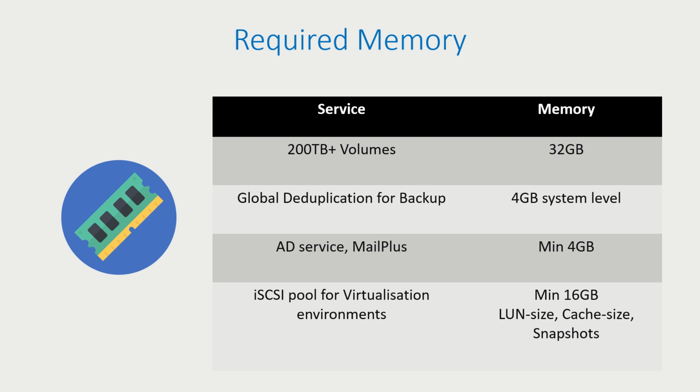And the last one is iSCSI pool for virtualization. So I guess technically it's a minimum of 8 gigs, but we tend to recommend, again, for safety, making sure everything's going to be smooth, a minimum of 16 gigabytes. And then really it depends on your LUN size, number of VMs, obviously, the cache size, any snapshots, and potentially higher than that.